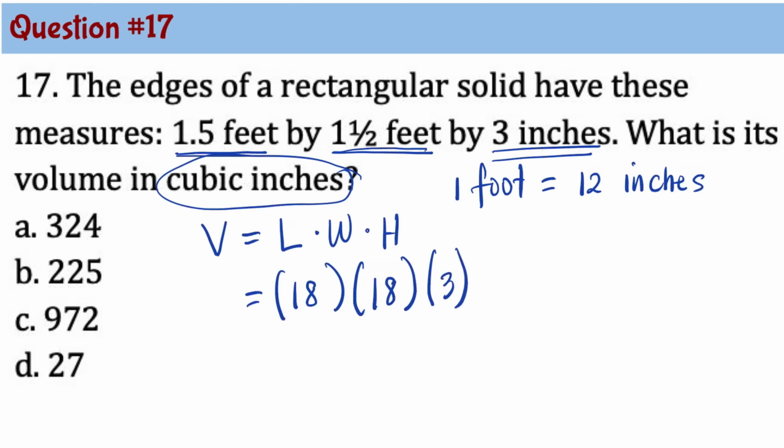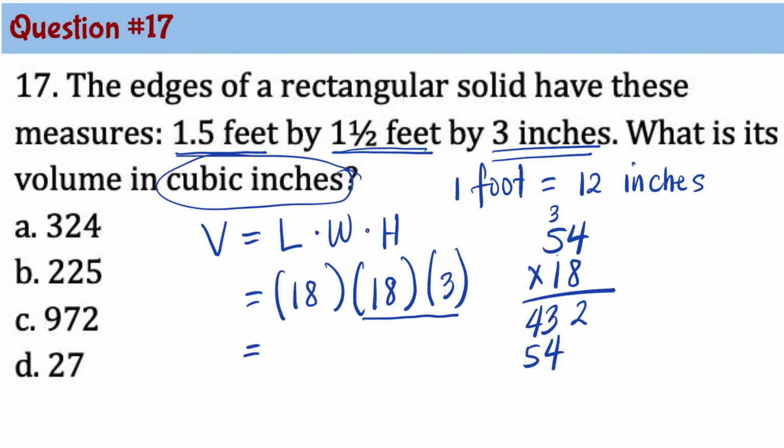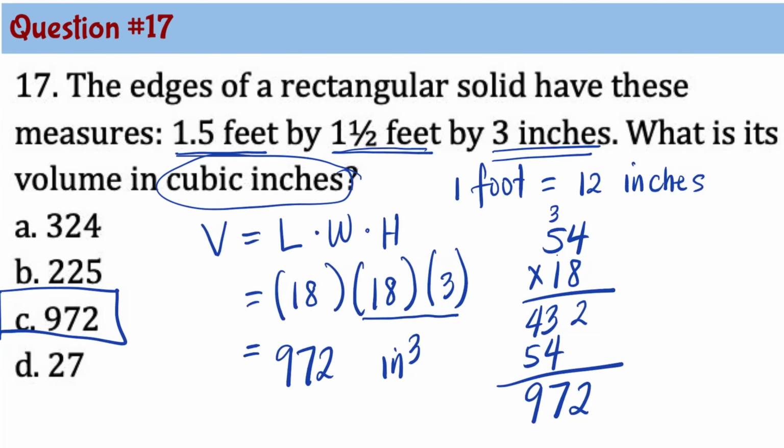Multiplied by 3 inches. So to calculate for the volume, I will just multiply 18 by 3 first, which is 54. And I will multiply 54 by 18. So 8 times 4 is 32, carry 3. 8 times 5, 40, plus 3 is 43. 1 times 4, 1 times 5. So that means the volume is 972 cubic inches. So the answer is letter C.